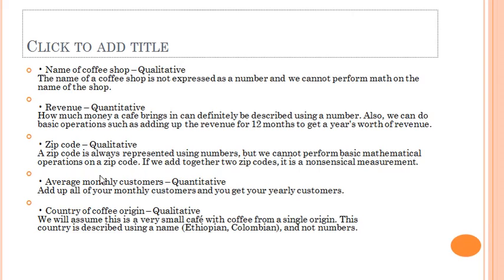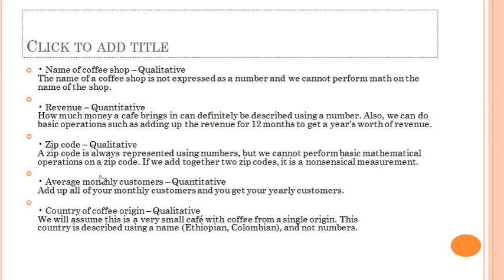On the other hand, if we talk about the revenue which is being generated by the coffee shop, then this is a quantitative term. Why? Because how much money a coffee shop brings in can definitely be described by using a number, right? So we can do basic operations on those numbers as well, for example addition or subtraction. For example, adding the revenue for 12 months to get a year's worth of revenue, right? So you see that the revenue can be measured, we can apply mathematical operations on that, and these characteristics bring it under the category of quantitative data.